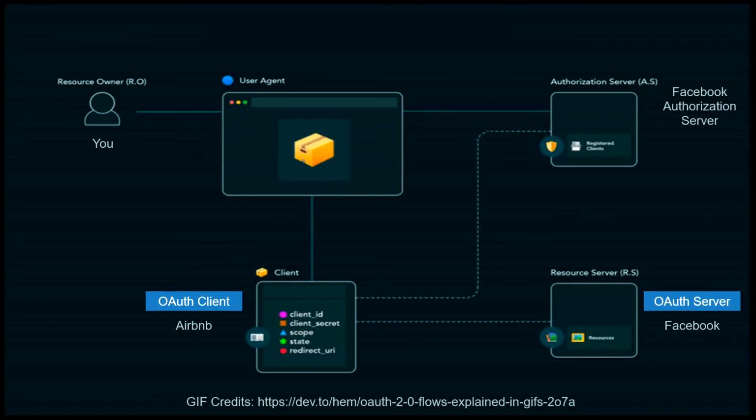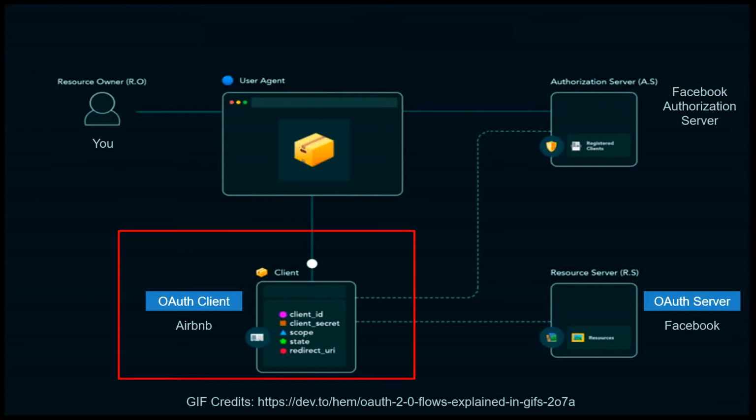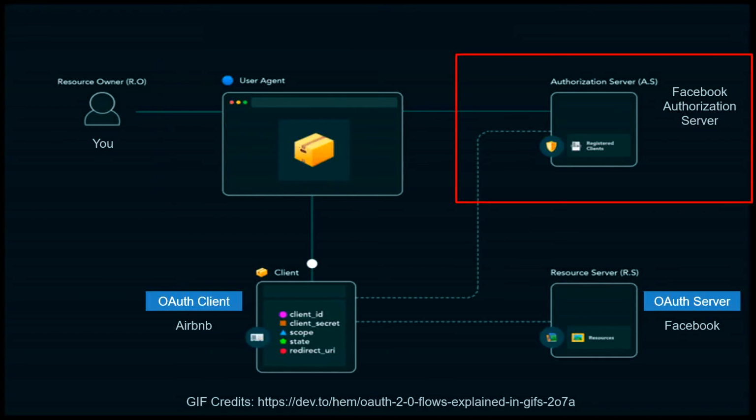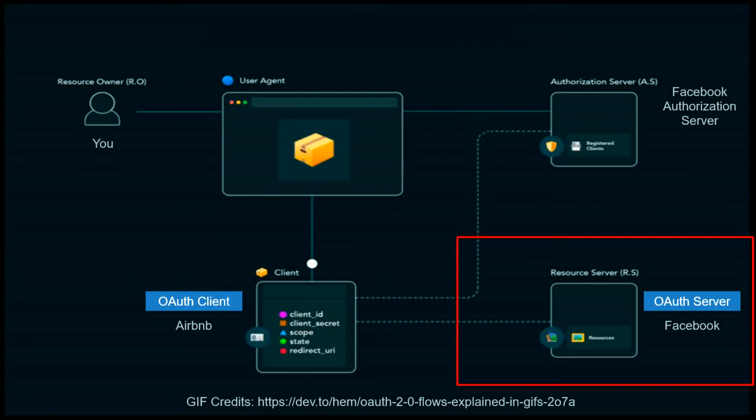We found this excellent GIF on dev.to which explains the OAuth flows in a very nice way. So we are just using those GIFs to explain it. The resource owner is you. The client is the OAuth client, which in our example was Airbnb. The user agent is nothing but the browser using which the user is trying to access the client. Then, as mentioned, we have an authorization server, which will be the Facebook authorization server when we choose to log in using Facebook, and a resource server, which is Facebook.